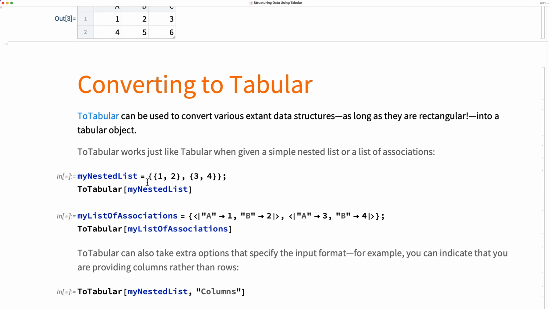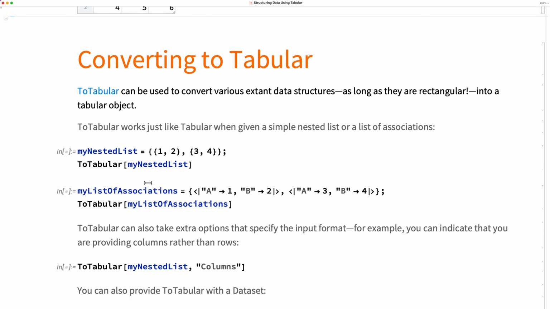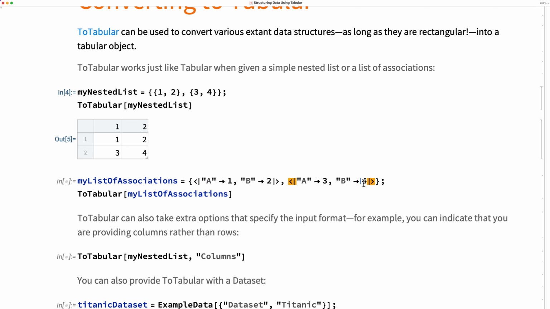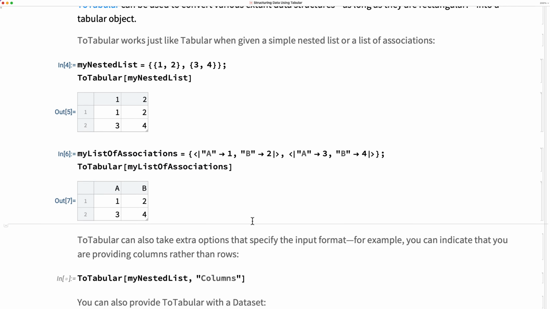There's also the function ToTabular, which can be used to convert various types of data structures you might have, again, as long as they're rectangular, into a Tabular object. And more or less, at least at first glance, ToTabular seems to work just like Tabular. So if we provide it the same nested list, we can see that it produces the same sort of output. If we provided a list of associations with matching keys, it again produces that same sort of output.